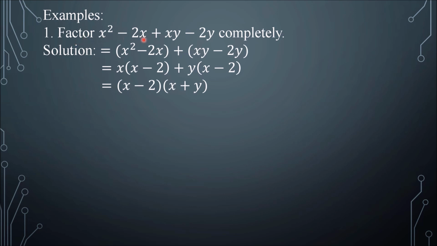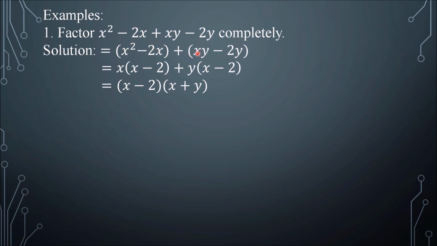Factor x squared minus 2x plus xy minus 2y completely. In this case, there are 4 terms. So first, we group. This one is one group. This one is another group. And then after that, we get the common factor in this group, in which the common factor here is x. Now, the remaining factor after extracting x is x minus 2. So meaning to say, when we multiply, this is the product.